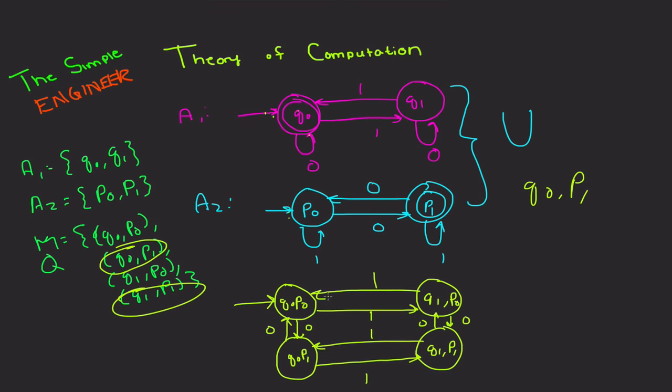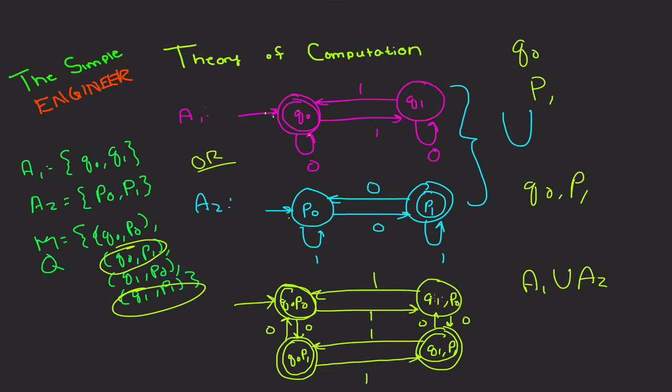What I said before is that the final states are going to be any of the final states, because we're unioning: any of the final states in A1 or any of the final states in A2, which in this case would be Q0 and P1. So all of the final states in this A1 union A2 DFA would be any of the states containing Q0 or P1. Q0 is here, so this would be a final state. P1 is here and Q0, so this is a final state. P1 is here, so this is a final state. But Q1 and P0 are not final states in these original DFAs, so this is not a final state.